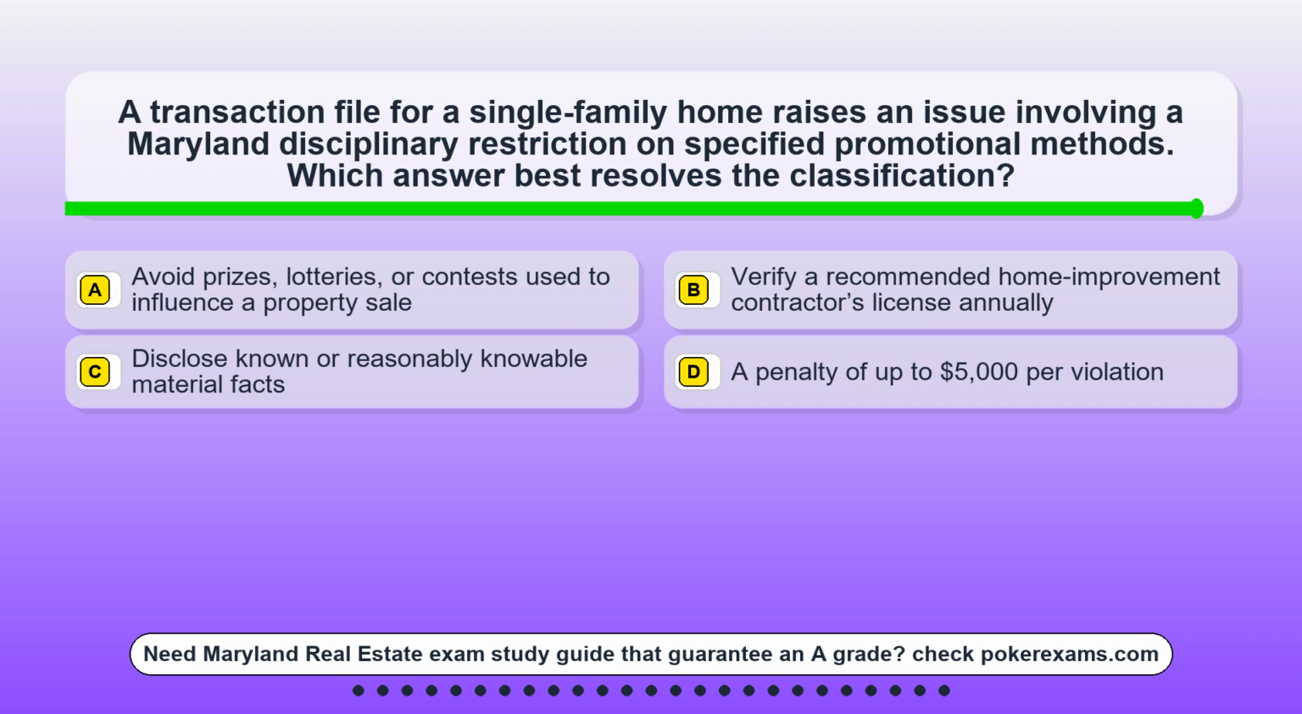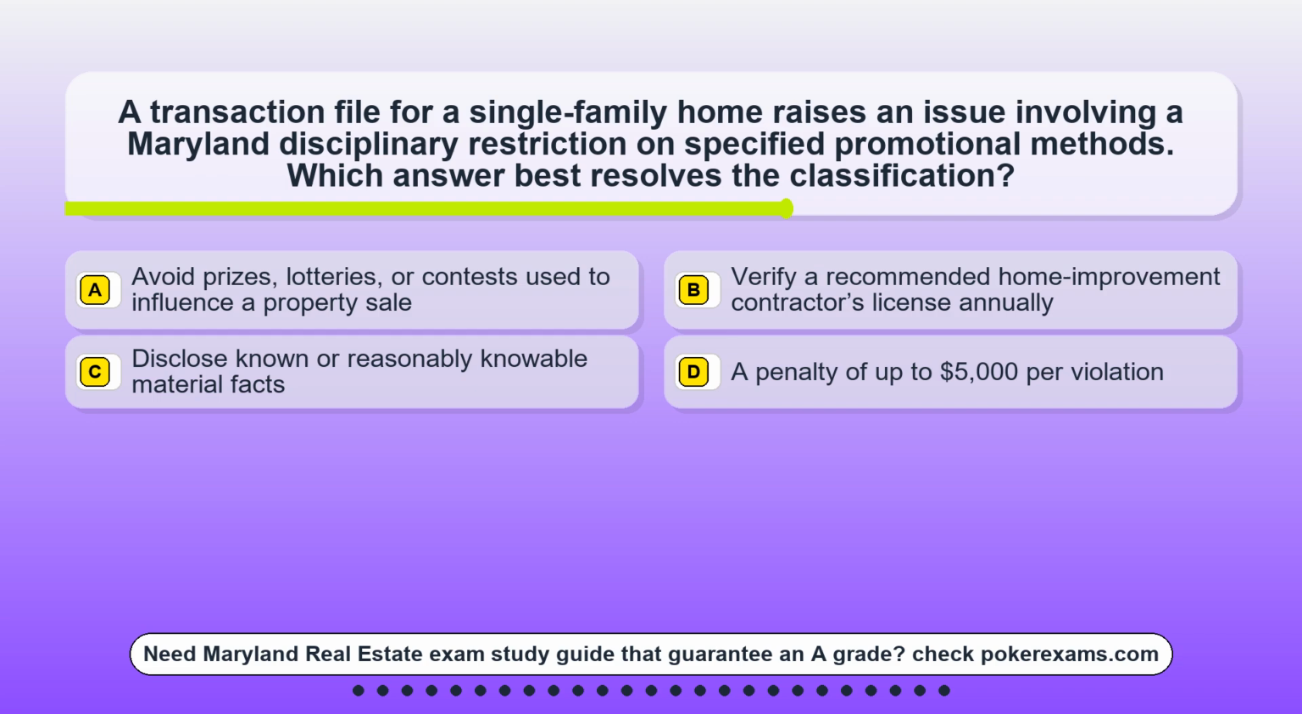Question 16. A transaction file for a single-family home raises an issue involving a Maryland disciplinary restriction on specified promotional methods. Which answer best resolves the classification? Option A, avoid prizes, lotteries, or contests used to influence a property sale. Option B, verify a recommended home improvement contractor's license annually. Option C, disclose known or reasonably knowable material facts. Option D, a penalty of up to $5,000 per violation.